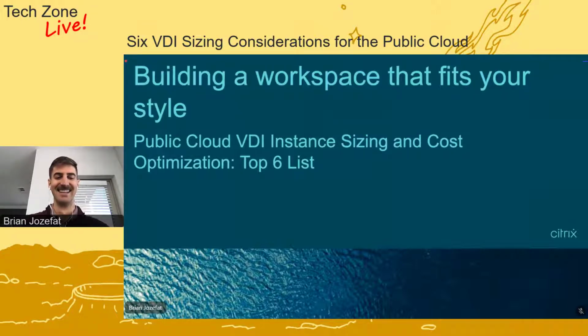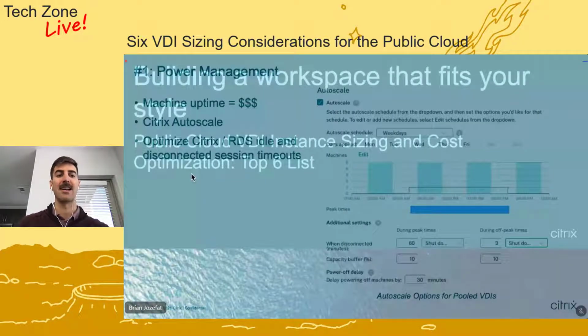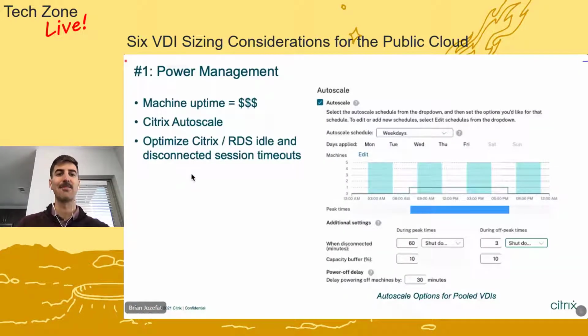That's awesome. All right, starting off with number one, we're going to focus here on power management. One of the biggest things you'll learn as you begin or continue your public cloud journey is that machine uptime directly equates to cost. The more that your machines are up, the more you're going to have to pay. There are some exceptions, like reserved instances, that we'll talk about on future slides. But the key takeaway here is that the more your machines are powered on, the more you're going to have to pay for them.